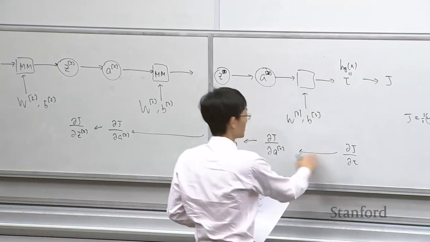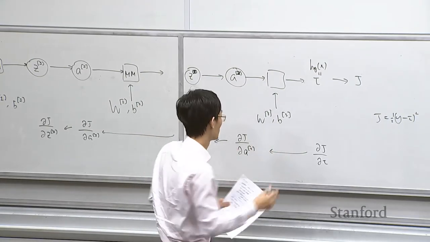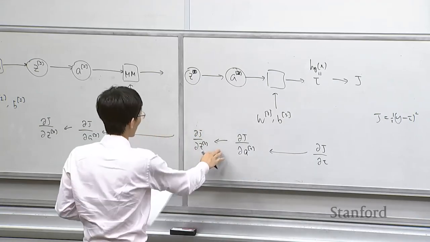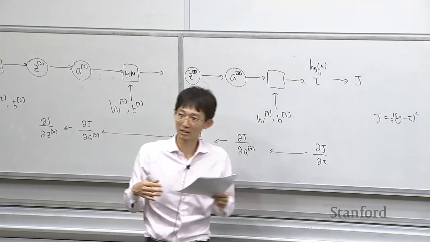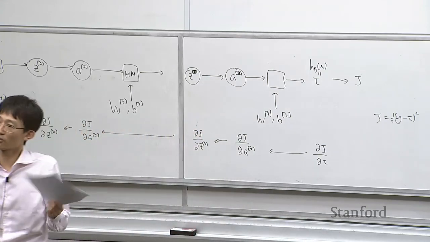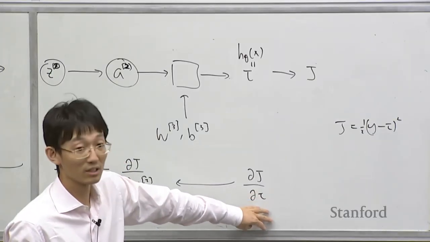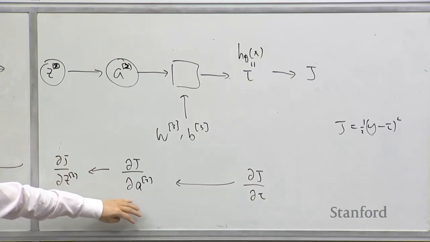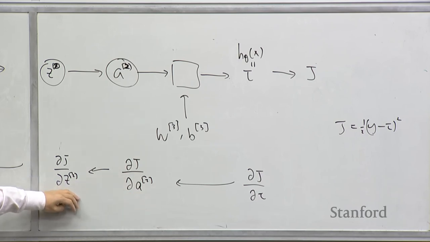But how do you do each of these arrows? This is by the lemmas that we discussed. I think we have three lemmas or three abstractions, and each of these arrows is using one of those three lemmas. Those lemmas basically say that if you know dJ over d tau, how do you compute dJ over dA? And another lemma says that if you know dJ over dA, how do you compute dJ over dz?